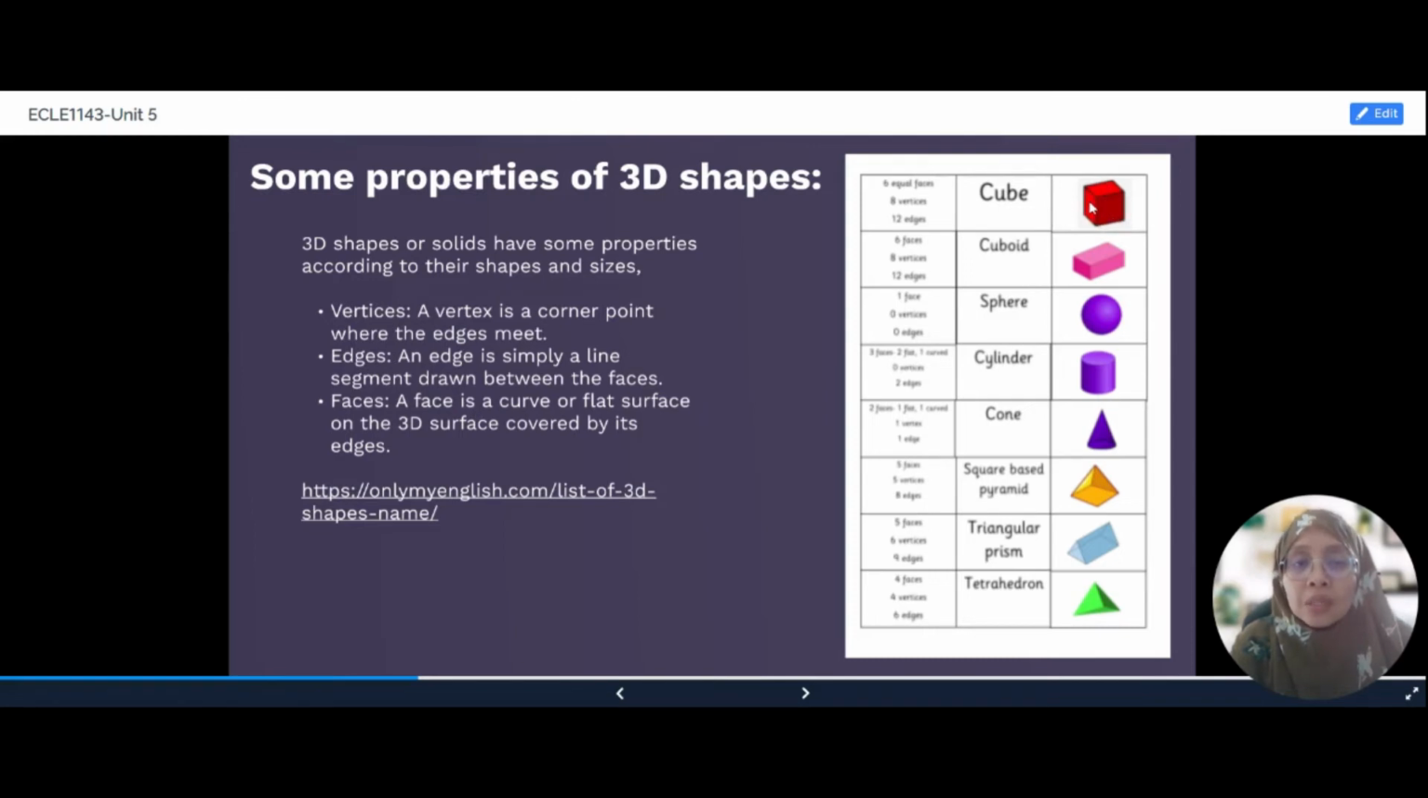For example, kalau dekat dalam cube ni, dia ada 6 equal faces, dia ada 6 muka yang sama, 4 segi yang sama. 8 vertices, so dia ada 8 bucu dan 12 edges. So different than cuboid, sphere, cylinder, and so on. Well, if you want to know more about the properties of the 3D shapes, the exact words that you can use, you can click on this link.